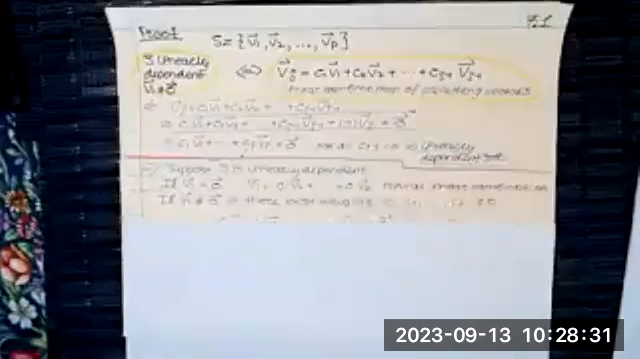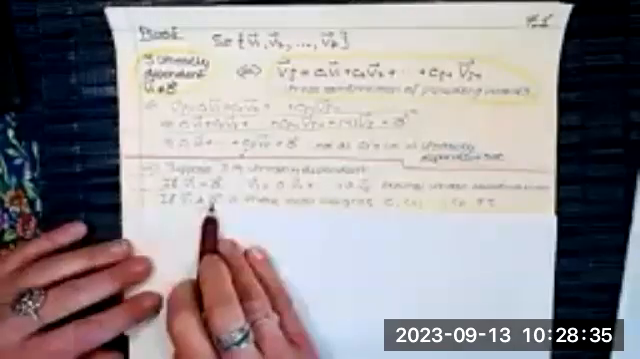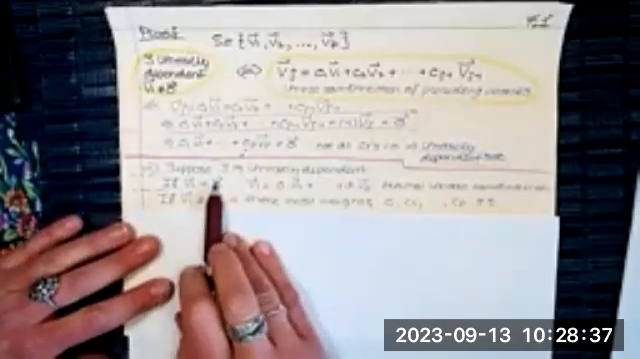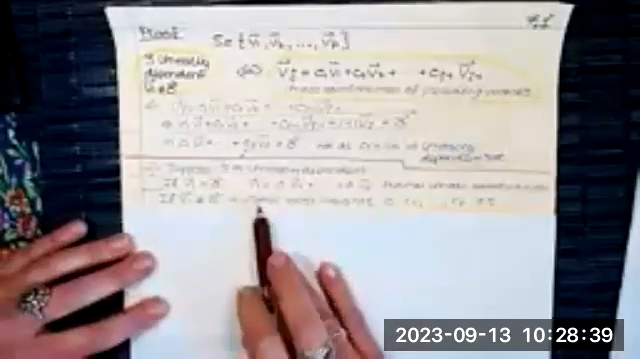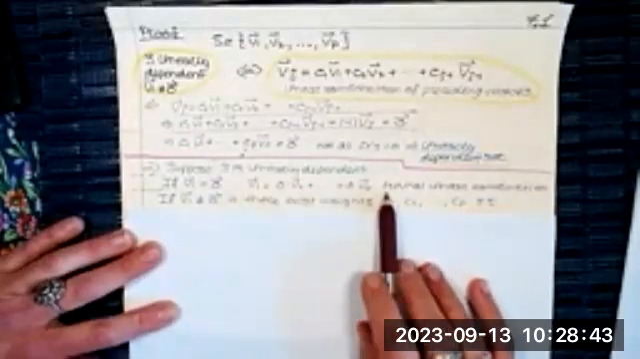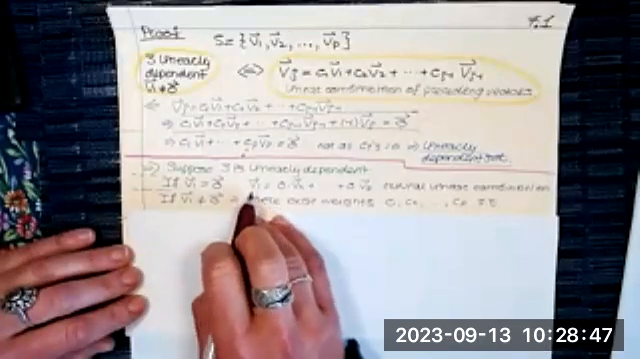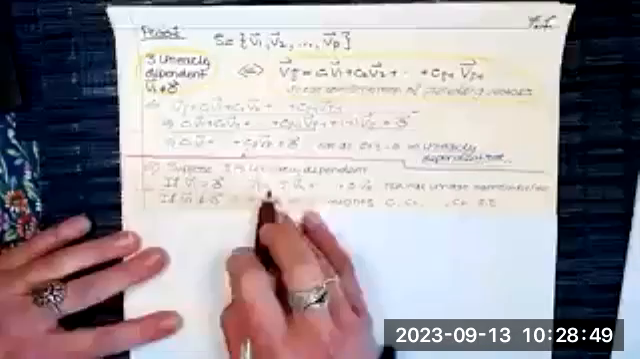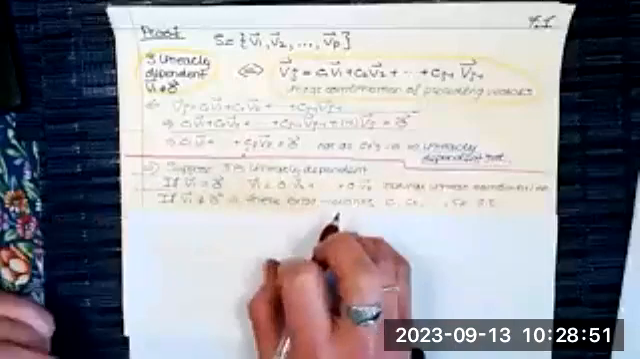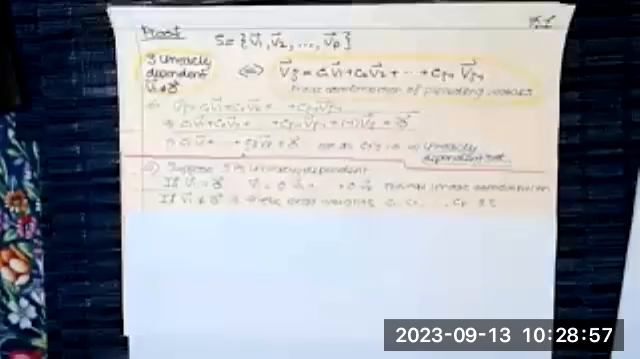Going in the opposite direction, we assume V1 is not equal to zero. If V1 was zero, it's not a very interesting case, because I would always have a trivial linear combination: V1 is zero, so I can always write it as zeros times everything else. But when V1 is not equal to zero, right?